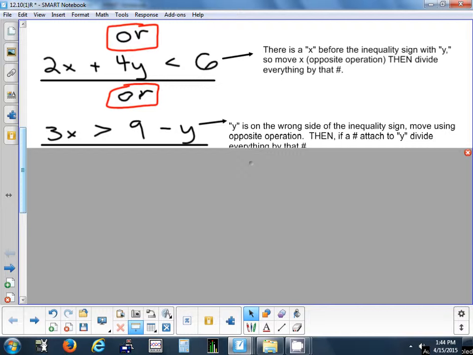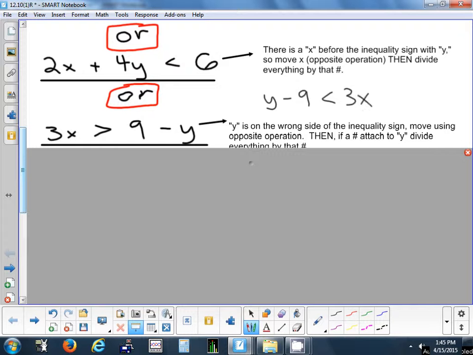Reason being here, y is on the wrong side of the inequality sign. All right, we're going to do the opposite operation. So it's negative here, I'd add it over here. Then, if there's a number attached to y, divide everything by that number. Or, what you could have also done here too, guys, you could have just flipped it around. You could have made it like 9 minus y.